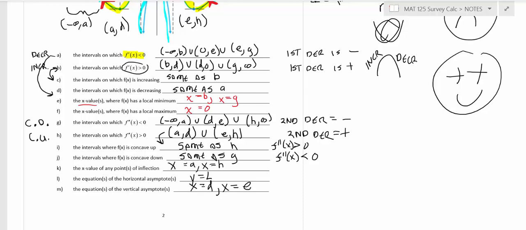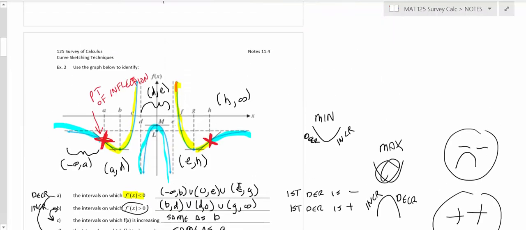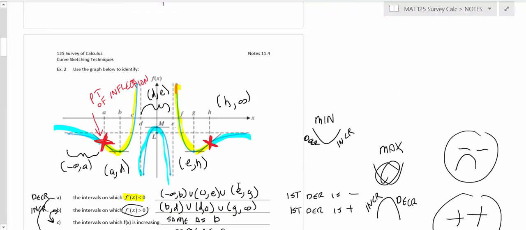At the point of inflection, okay, it has to be a point on the graph, and it's a point where the concavity changes from up to down or down to up. Okay, so if you look at this graph, there's only 2 points on the graph where the concavity changed. Right there, it changed from down to up. Okay, that's what that is. And over here, the concavity changed from up to down. That's a point on the graph.